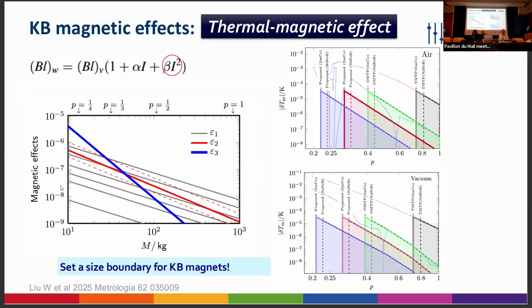Okay, so we can summarize these different effects, and for different p-values, you see this thermal effect is really the major one. And in fact, it sets boundaries for your magnet size. If you want to reach 10 ppb measurement uncertainty, your magnet should not be smaller than some value, right? We give this result based on experimental measurement.